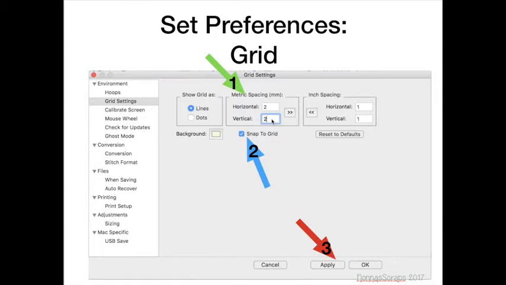But this is not about the stitch. That's kind of a visual reference for size. This is about the grid, the one that we were looking at on our original design. Our little blocks are going to be 2 millimeters apart. I want to snap to grid, and then I'm going to select apply.